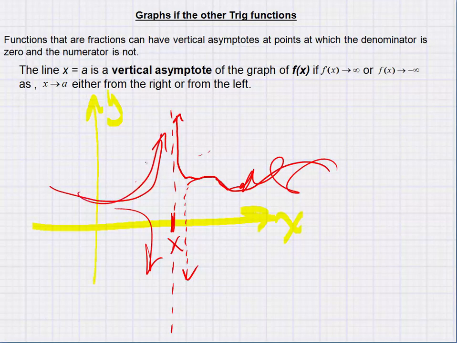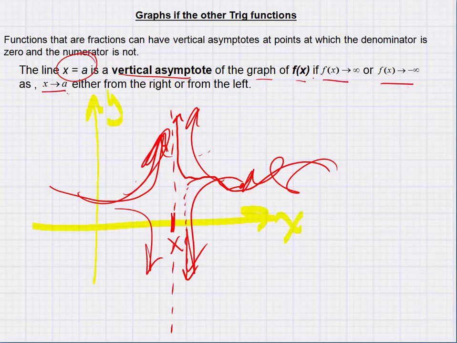Now, if it veers up on one side, it can go down on the other side. Both sides can go up. It doesn't really matter. But the idea is if there's some vertical line, x equals a, it would be considered a vertical asymptote for the graph of f of x if f of x goes to positive or negative infinity as x gets closer and closer to a. When you see this arrow, it means that that's what these values are doing. They're getting closer to infinity, negative infinity, and a.